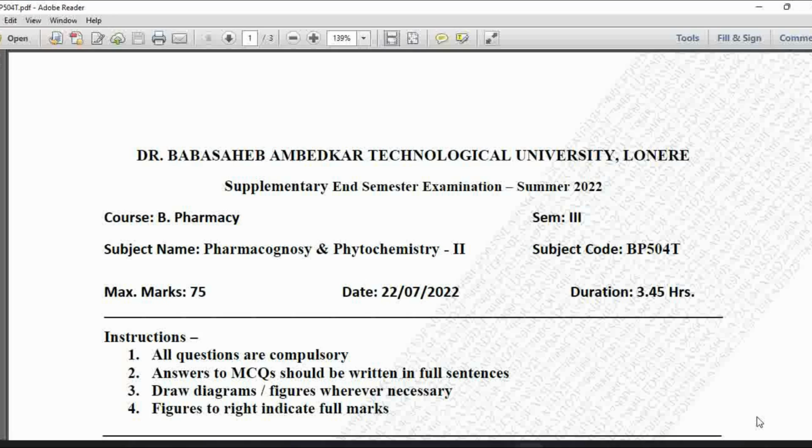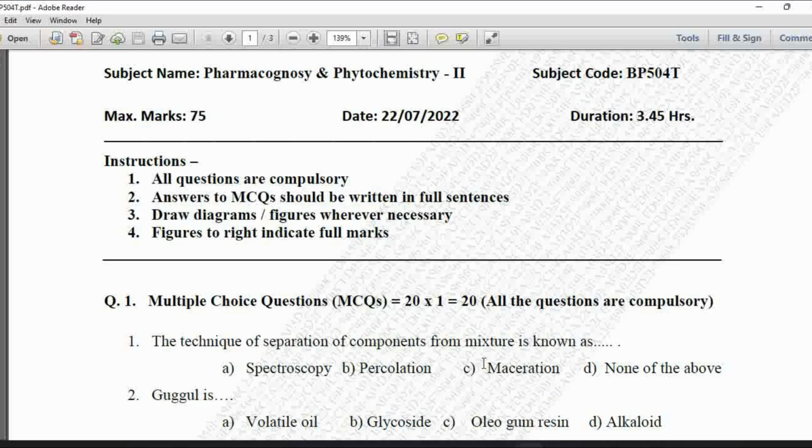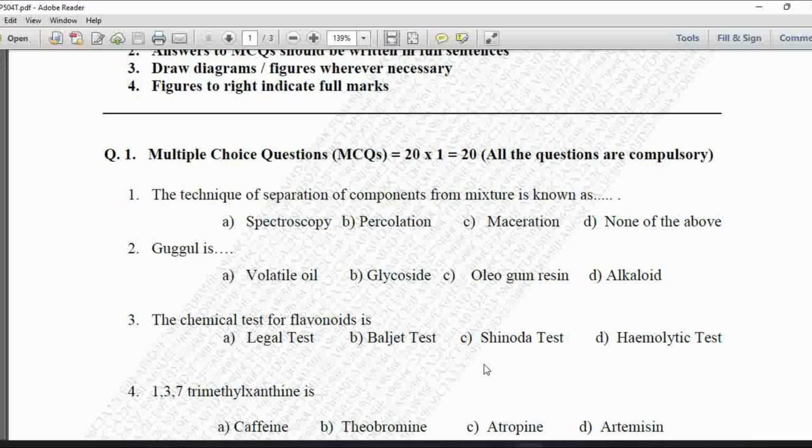Today we are going to discuss the MCQs of Pharmacognosy and Phytochemistry 2, that is BP 504T. This is the D/2 question paper of summer examination 2022. Here we are going to see the complete paper of this examination, and also we are going to discuss the MCQs of this paper. So let's start with the discussion.